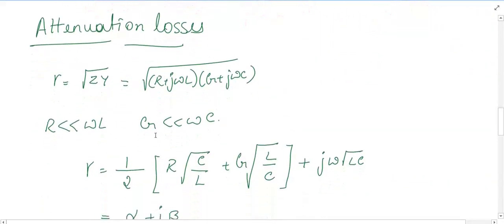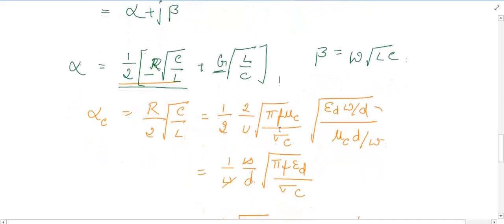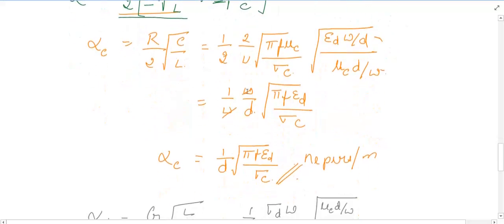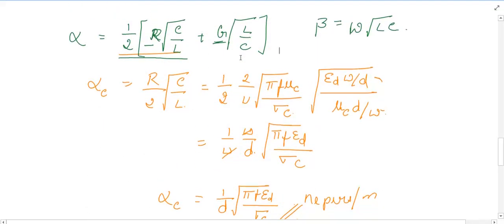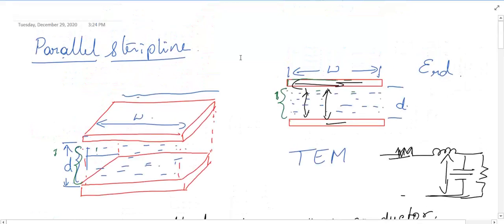Next is about attenuation losses. As I have told, we are not speaking about radiation losses here, because the losses we are considering are the attenuation due to the conductor as well as the dielectric. Firstly, we are dealing with gamma, the propagation constant, and it's the same equation we have seen in our first module. From that, alpha tells you about attenuation. Now from this, we can separate alpha c and alpha d. Alpha c is the first part where there is a resistance, and alpha d is the second part where there is a conductance. So again, you substitute for R, L and C, and then simplify, and you will get the actual expressions for alpha d and alpha c. Yeah, that's it about the parallel strip line.